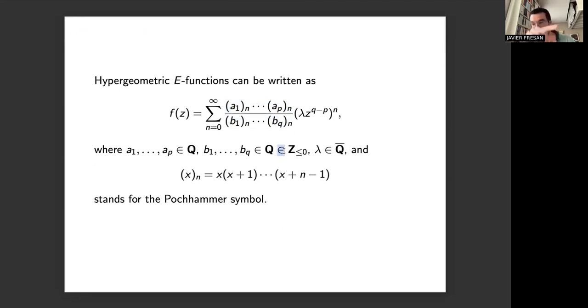This should be not a negative integer, sorry, because otherwise you get 0 in the denominator, and then you put the variable to the power q minus p, and then you still have the freedom to multiply by some lambda. Okay. And Siegel proves that this is an E function.